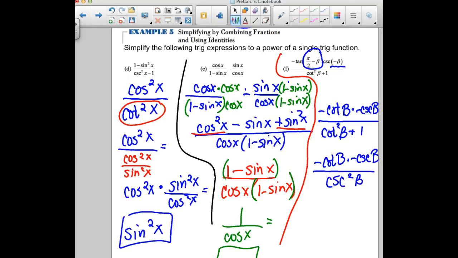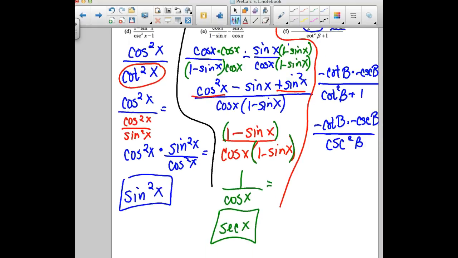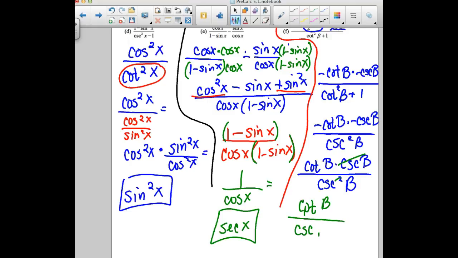Notice in the numerator we have two different negatives being multiplied together. Those are going to cancel each other out. We end up with cotangent beta times cosecant beta over cosecant squared of beta. And we can reduce one of those cosecants out of both, so we can take one off of here and one off of here, so we just have one left. So now we have cotangent beta divided by cosecant beta.